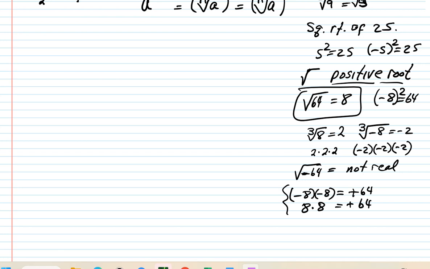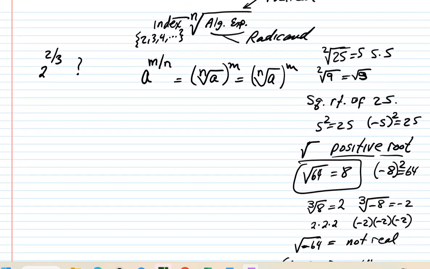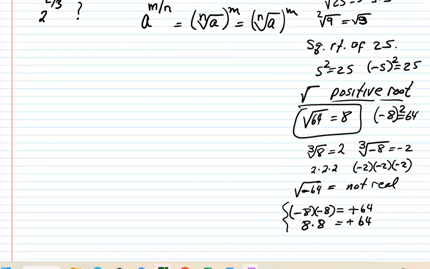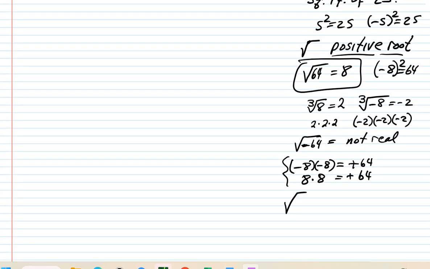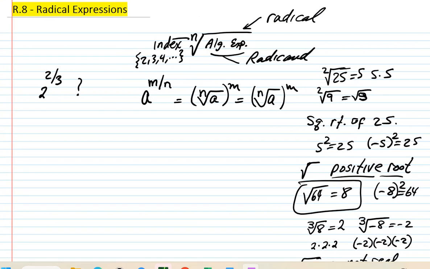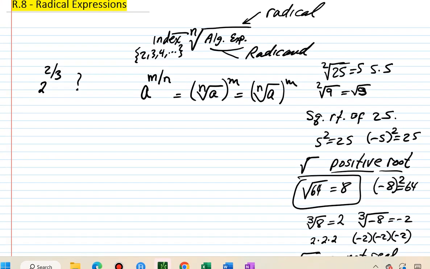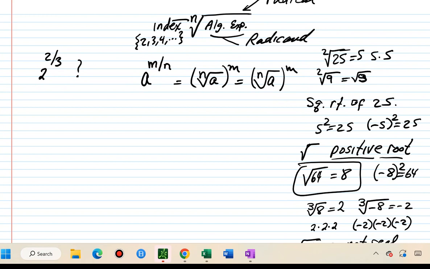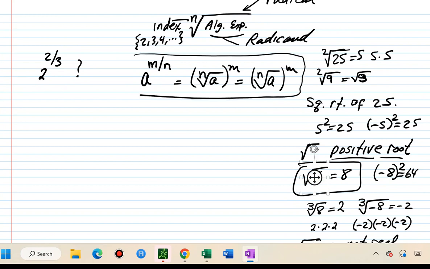So for that reason, we don't allow a negative radicand in square roots, and in general even roots: square root, 4th root, 6th root, and so on. For all of these, the radicand must be greater than or equal to 0, which implies the number must be positive, or if it's a variable, the variable has to be positive. But we don't have a restriction on odd indices.